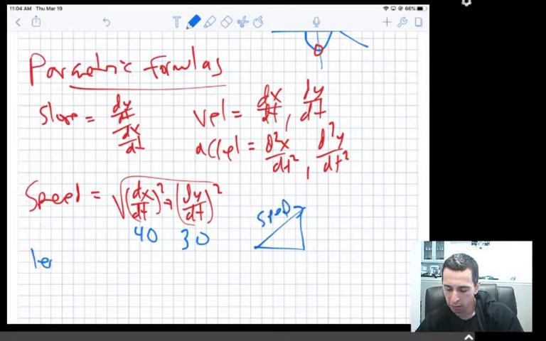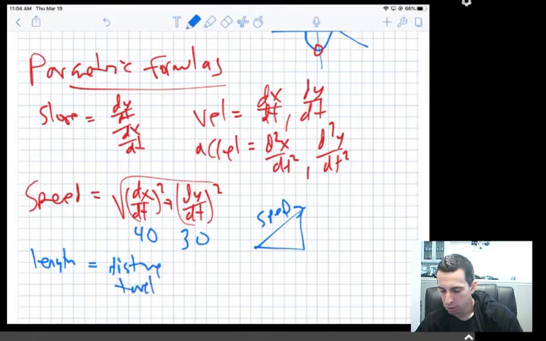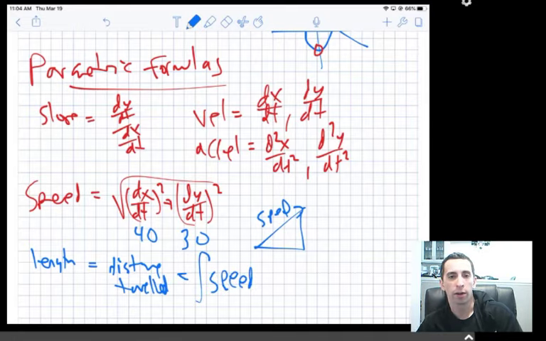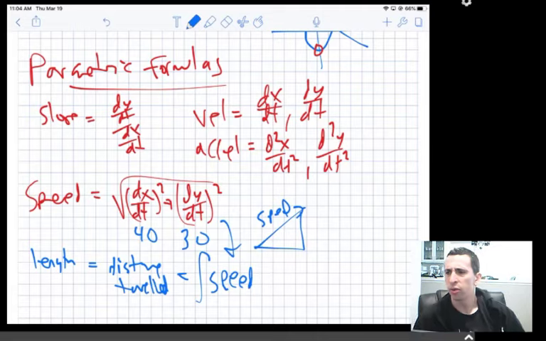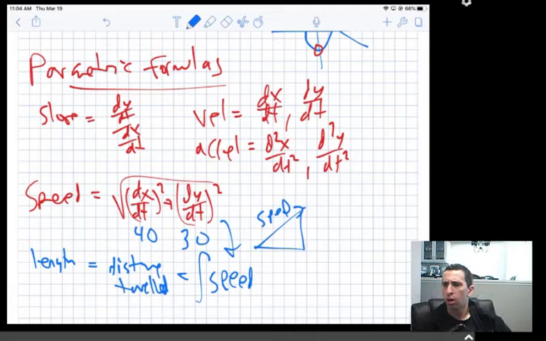And then the length of the curve, also known as your distance traveled, is the integral of speed, just like it is in regular parametric mode. So the only difference is you have a different speed equation there. Okay, so those are, I think, the only ones you should do.